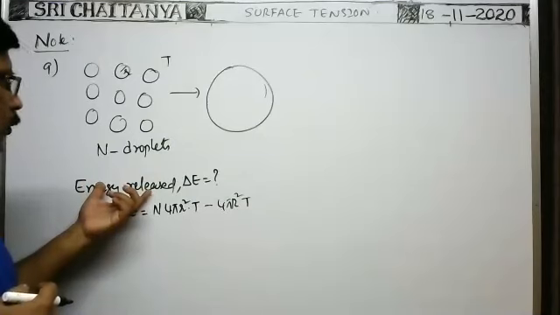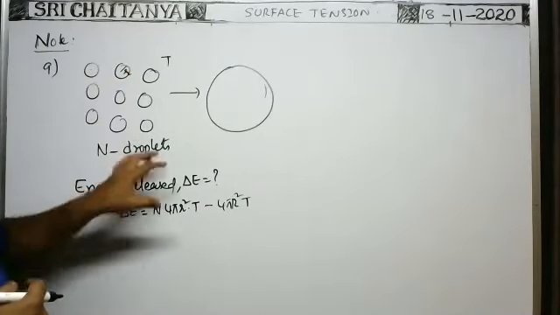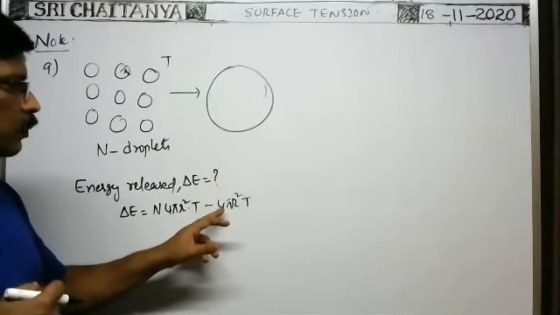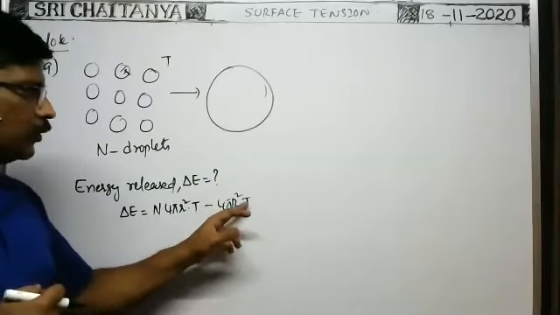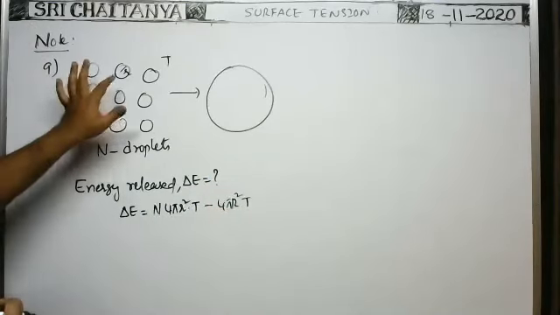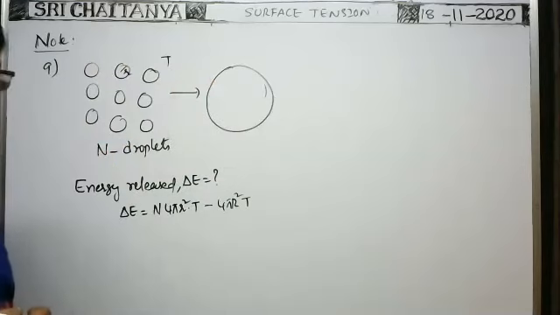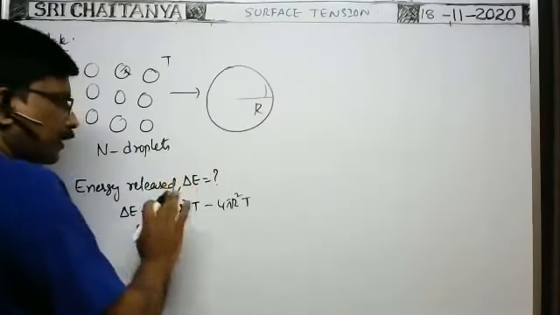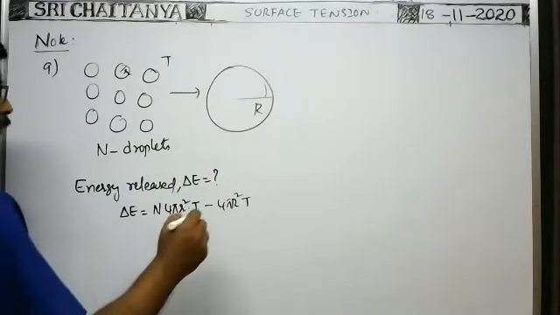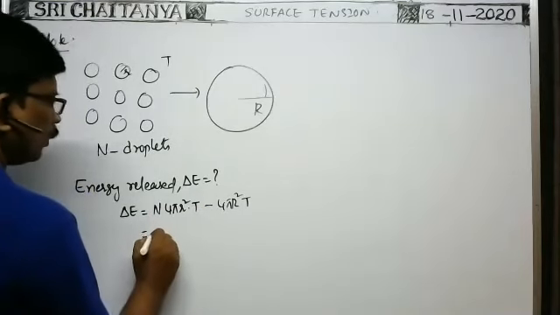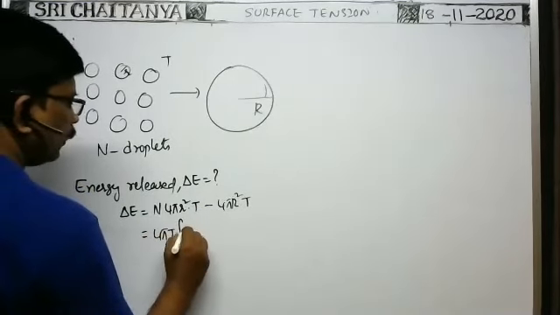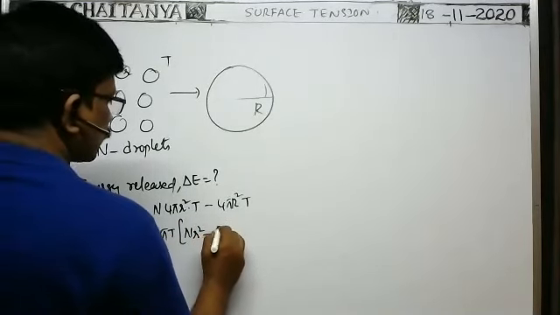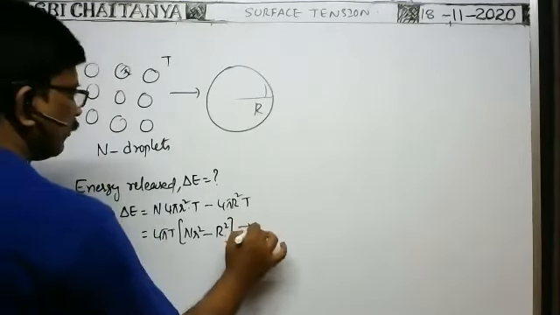Such energy released is equal to the surface energy of the small droplets, n into 4 pi r square into T, minus the surface energy of the big drop, which is 4 pi capital R square into T. Here the information regarding the small r only is given, capital R is not given. So we have to eliminate it. So in this formula, that is equal to 4 pi T you take common into n small r square minus capital R square. Okay, so this is equation 1.